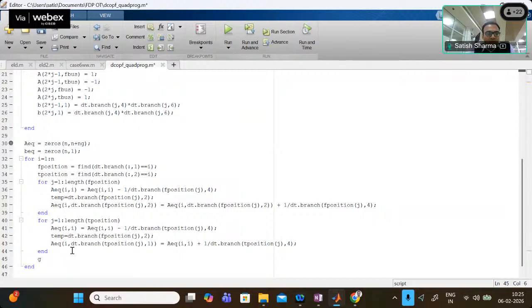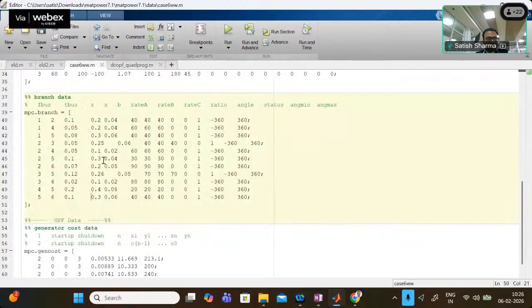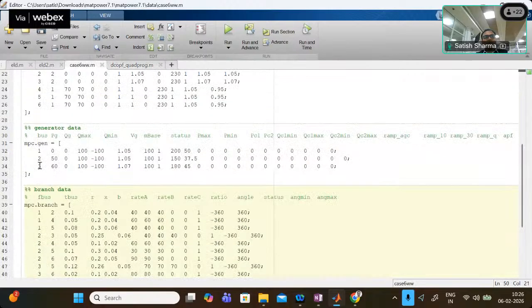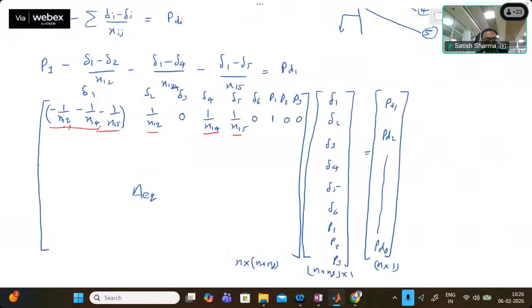So I have to identify the generator position. Generator position will be found by again using the find command, and I will look at the dt dot generator, the first column, equal to I. If it is equal to I, then I will get a certain value in the generator position. Okay, if you see here in the generator data, 1, 2, 3 are basically our different branches. So let's see.